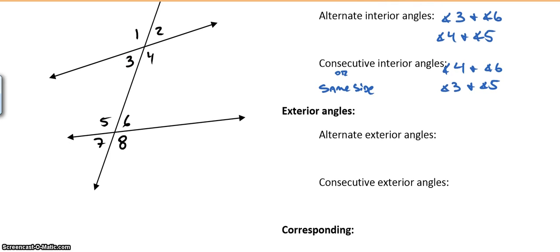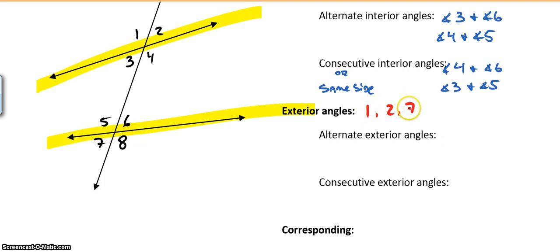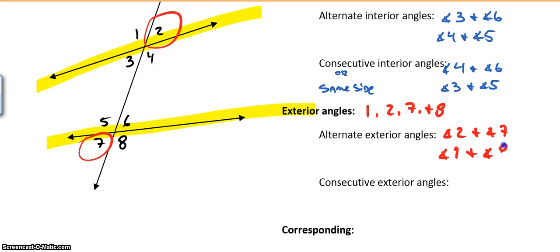Okay, then lastly we have exterior angles. Well, if our sandwich lines are on the inside, my outside are going to be the top and the bottom. So 1, 2, 7, and 8. Angles 1, 2, 7, and 8. So now we're looking at the outside of those lines, and the same idea. Alternate exterior, we would jump across the transversal. So angle 2 and angle 7, and then you could go the other way as well. Angle 1 and angle 8. Alright, so those are my alternate exteriors.